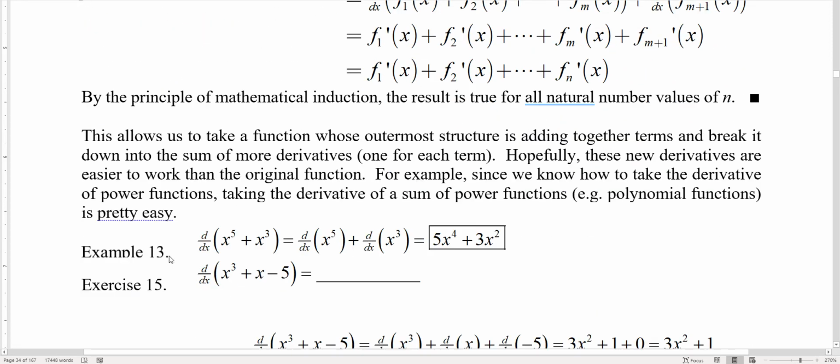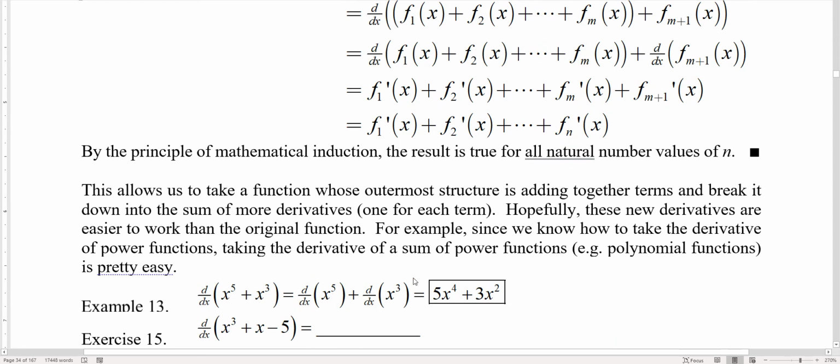So this allows us to take the derivative of any function whose outermost structure is basically a sum of other things, or at least it allows us to break it down into a bunch of smaller derivative problems added together. Hopefully each one of those smaller things is something we know how to do. For example, we already know how to do derivatives of power functions. So the derivative of x to the fifth plus x to the third is the derivative of x to the fifth plus the derivative of x to the third. That one's 5x to the fourth. That's 3x squared, and we add those together. Okay, so see if you can do that and apply it to this problem here.